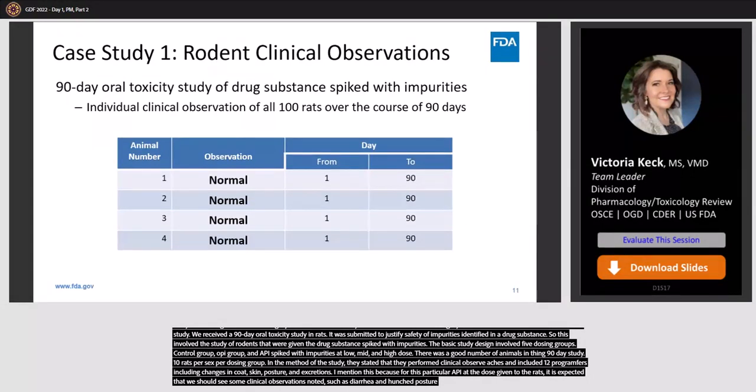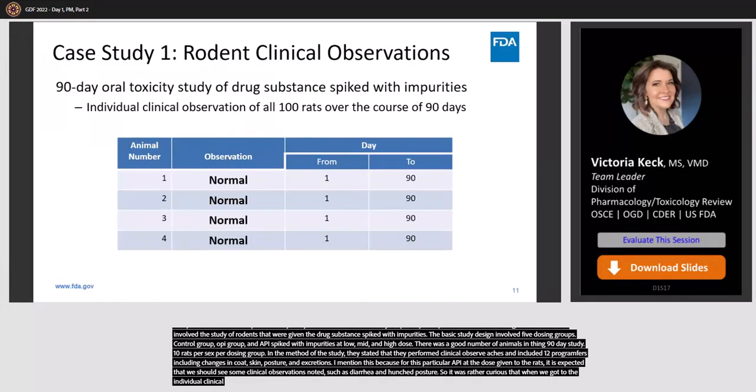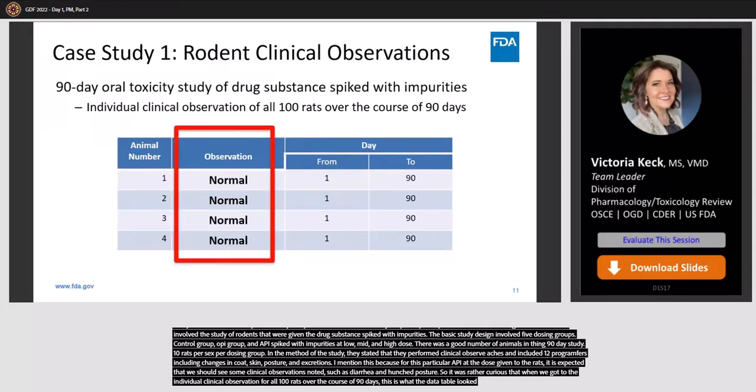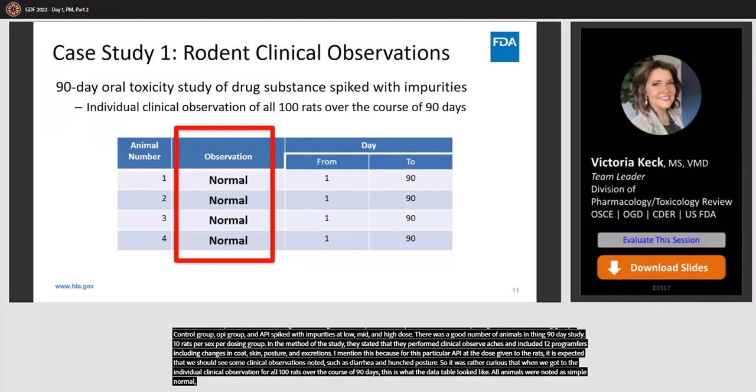But it was rather curious that when we got to the individual clinical observations for all 100 rats over the course of 90 days, this is what the data table looked like. All animals were noted as simply normal from day 1 to 90, just like this. This kind of raised a red flag for us with this study.